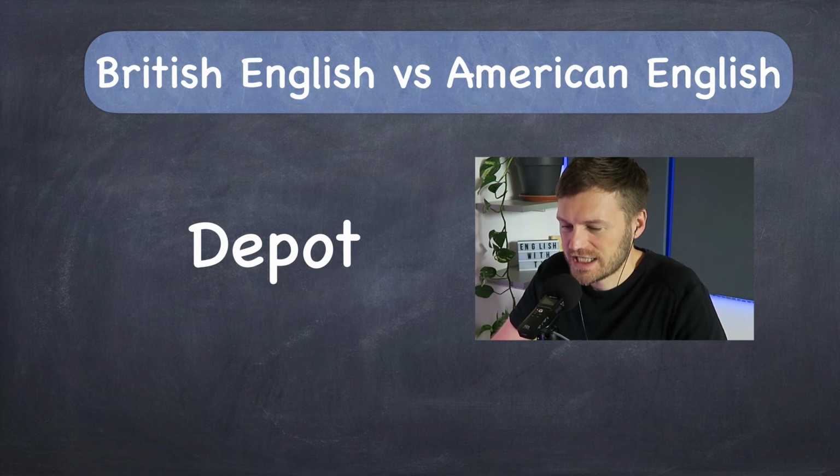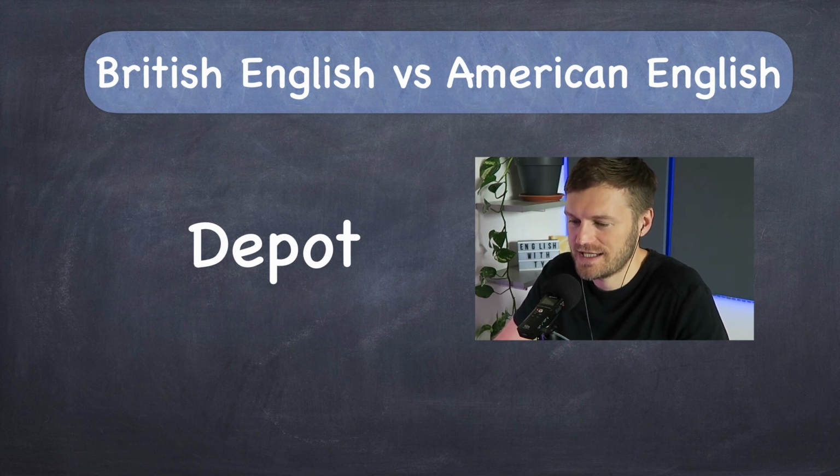The next word is spelled depot, and this is where it gets interesting because in British English, this would be pronounced depot. Not by everyone, but some people in the UK will pronounce this depot, meaning the E at the beginning is pronounced like an eh sound, depot, and the T at the end is silent. And in American English, the E at the beginning would be pronounced like an E, so it's depot, with a very long E sound, depot. So in British English, it's depot. In American English, it's depot.